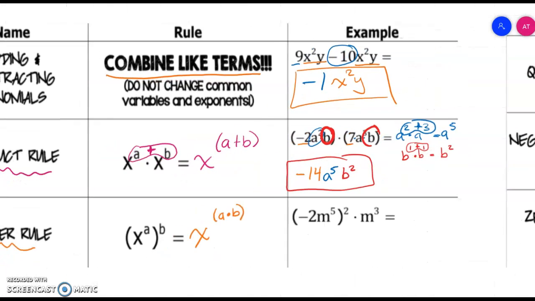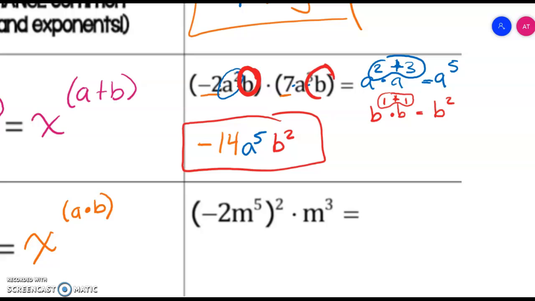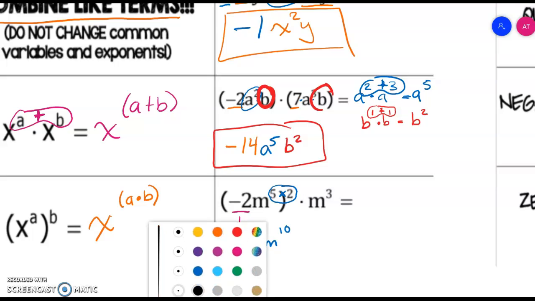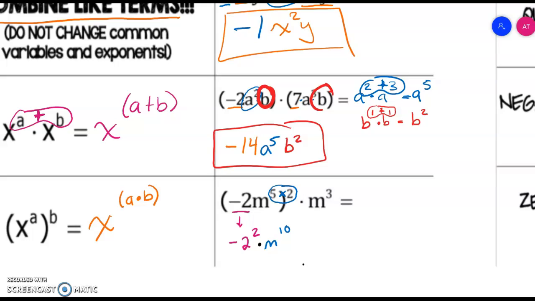So let's look at our example here. We have -2 to the power of 2, because remember, everything in the parentheses needs to be put to the power of 2. So now I have -2 to the power of 2 times, what is our m here, is 5 times 2, which is going to give me 10. So now what I have here is -2 to the power of 2 times m to the power of 10 times m to the power of 3.